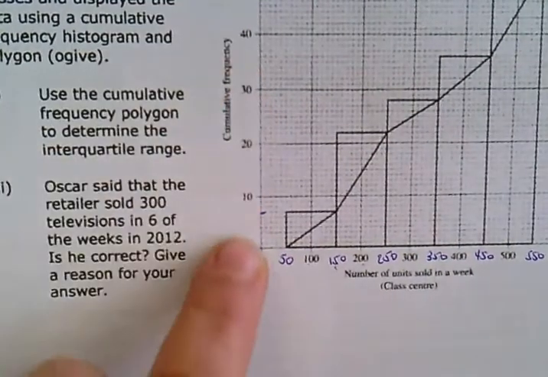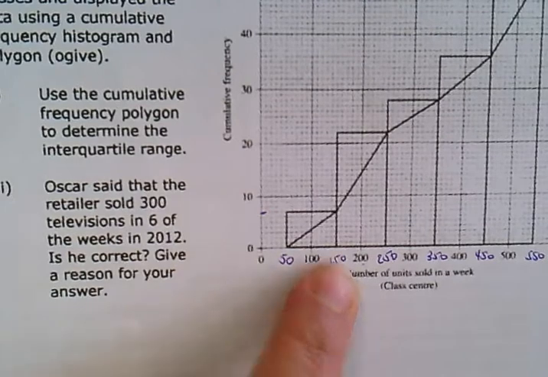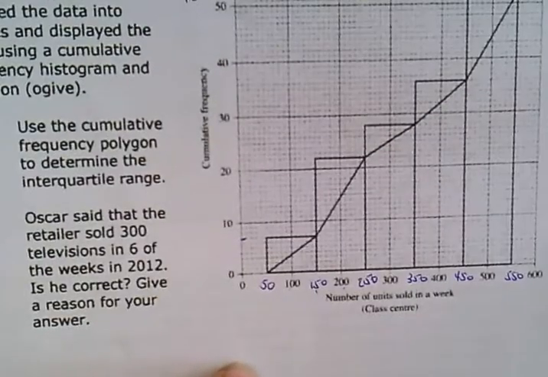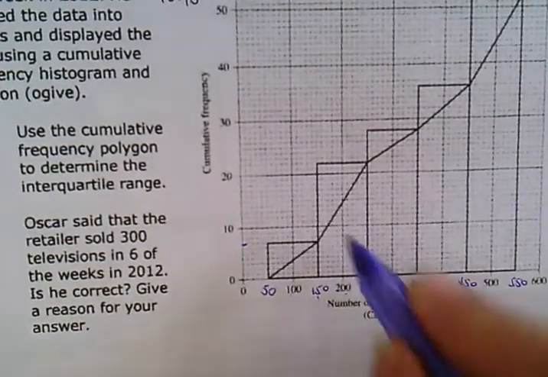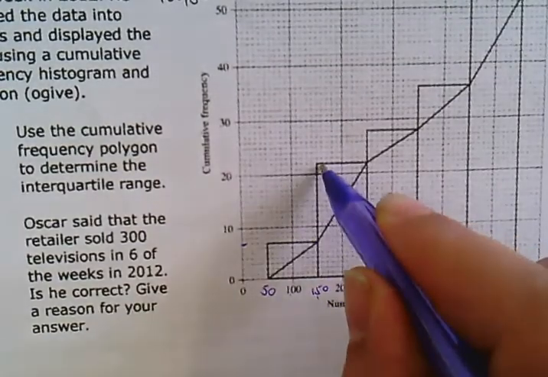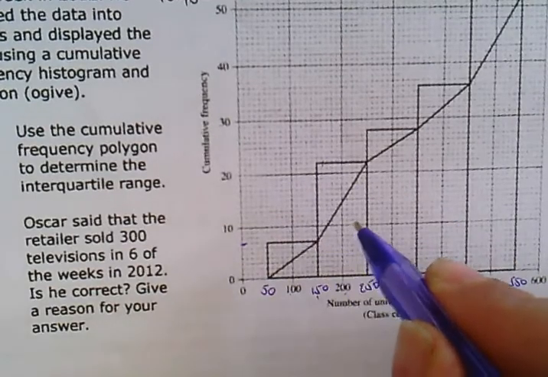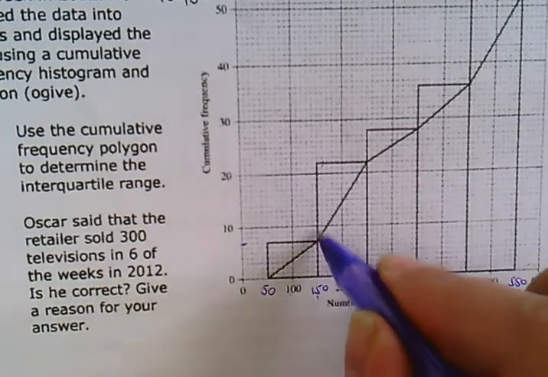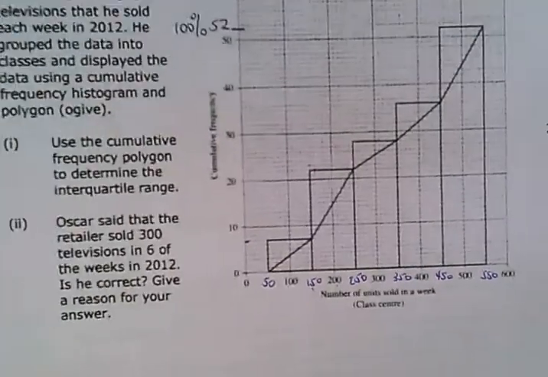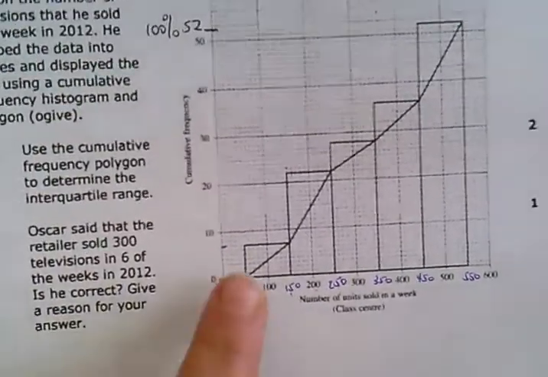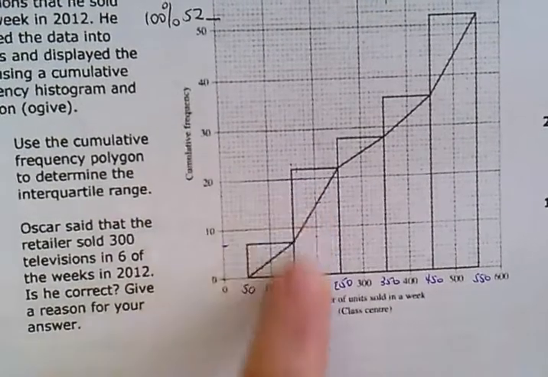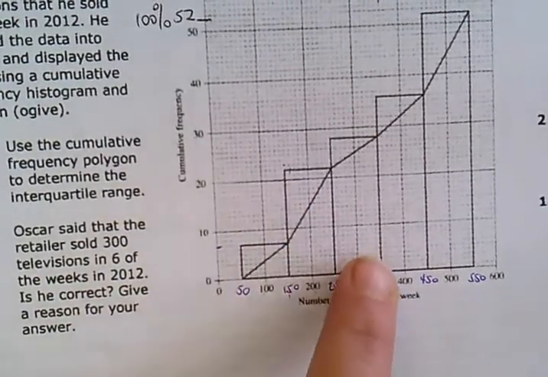So 52 weeks. For example, in 7 weeks, there were between 50 and 150 TVs sold, etc. But between 150 and 250 TVs sold is not 22 weeks. It would be 22 minus 7, 15 weeks, and that's an extra 15 weeks. Remember, this is cumulative frequency and it keeps going up. It's the frequency of the first column plus the second column here. And this one is the frequency of the first, second, and third columns together.